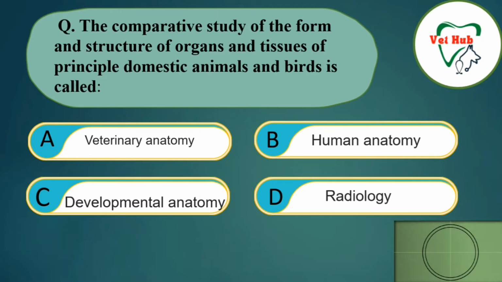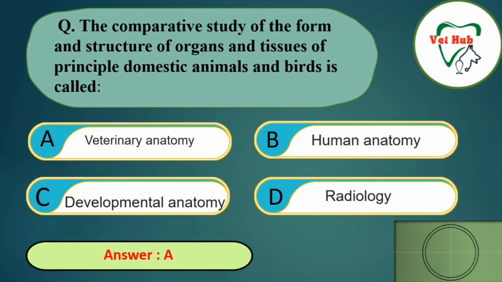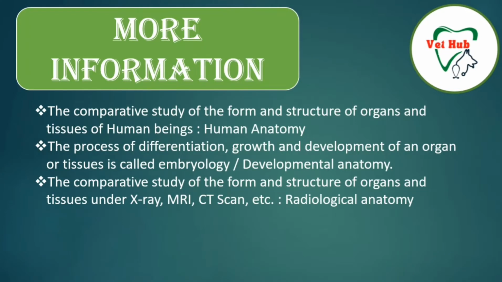And the correct answer is option number A, veterinary anatomy. Veterinary anatomy deals with the study of form and structure of organs and tissues of major domestic animals and birds. Similarly, human anatomy deals with the study of form and structure of organs and tissues of human beings. Likewise, embryology or developmental anatomy deals with differentiation, growth, and development of organs and tissues. Likewise, radiological anatomy or radiology deals with the study of form and structure of organs and tissues under radio waves like X-ray, MRI, CT scan, etc.